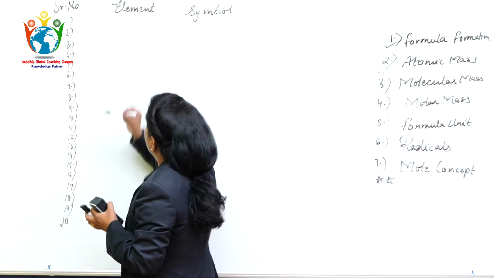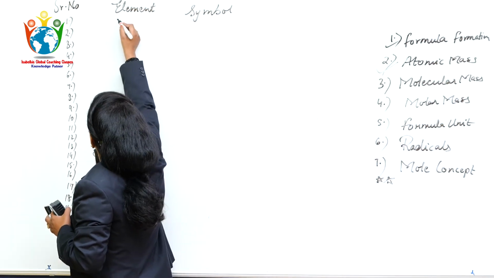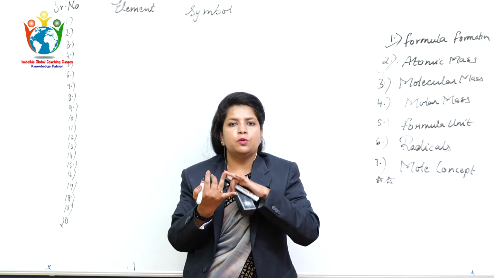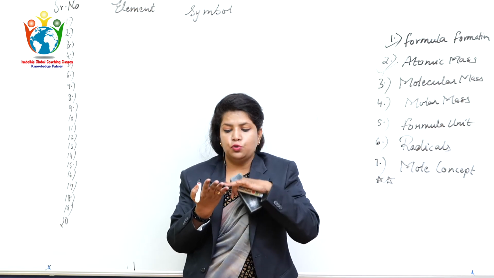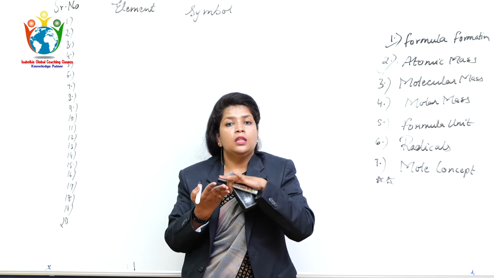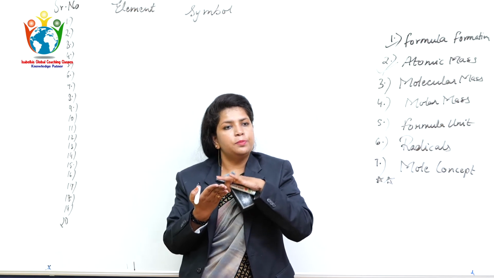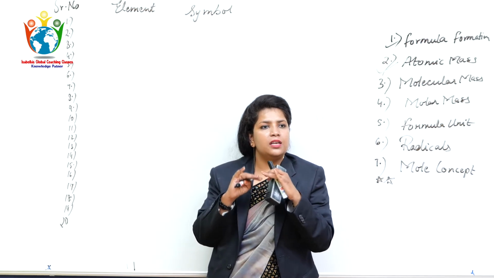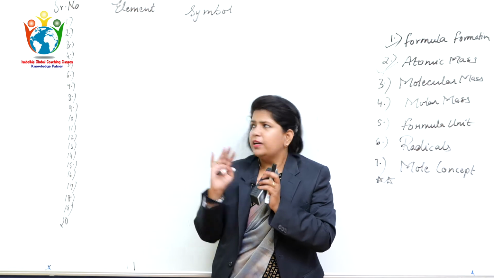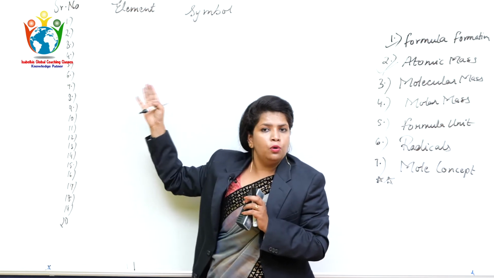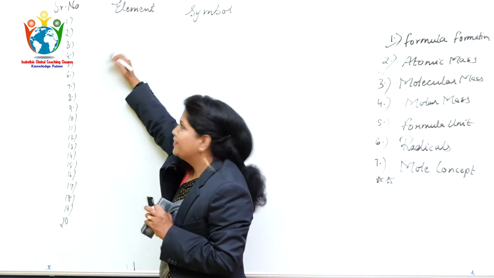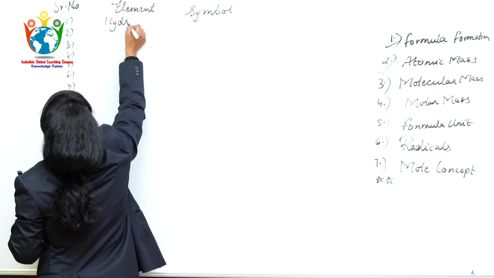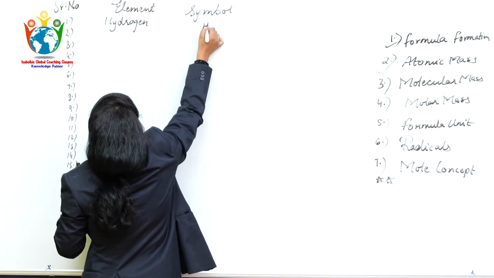First, you don't have any option other than learning: hydrogen, helium, lithium, beryllium, boron, carbon, nitrogen, oxygen, fluorine, neon, sodium, magnesium, aluminum, silicon, phosphorus, sulfur, chlorine, argon, potassium and calcium. It's not a big task to learn. It just needs practice, and in 15 to 20 minutes you will be able to learn it if you actually want. Fine. First element is hydrogen, H.